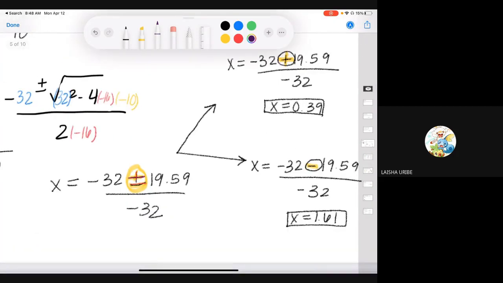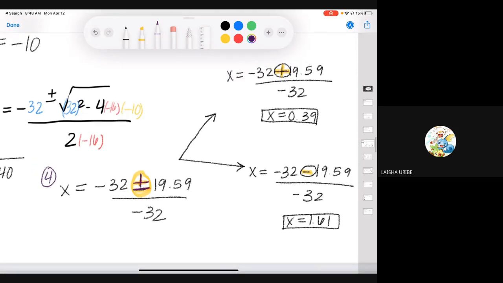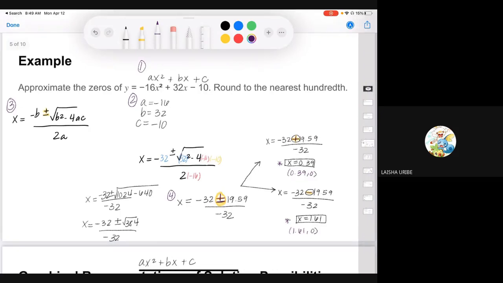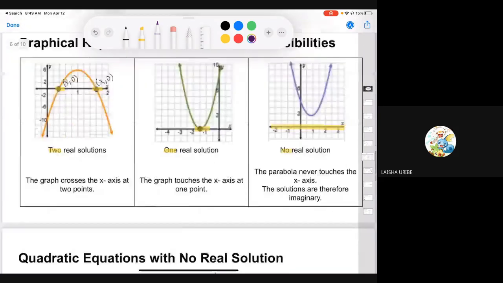This equation tells you that you actually have two equations embedded in it. One that adds the top part together and one that subtracts it together. That being said, we get two solutions, one solution here and another solution here. So basically, if I were to graph that, my x would be at 0.39 and 0. So that would be 1, 0 for my equation. And the equation would also cross my x-axis at this point. Okay? So that's using the quadratic formula.